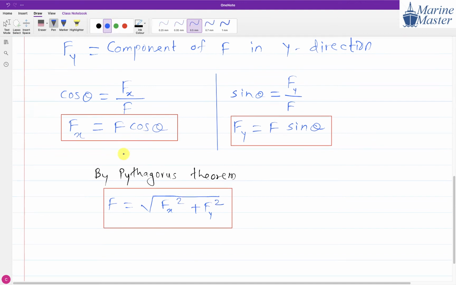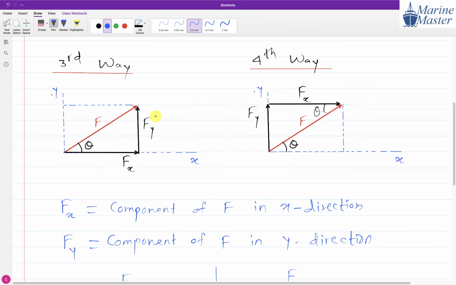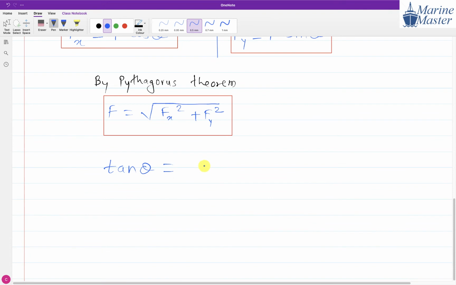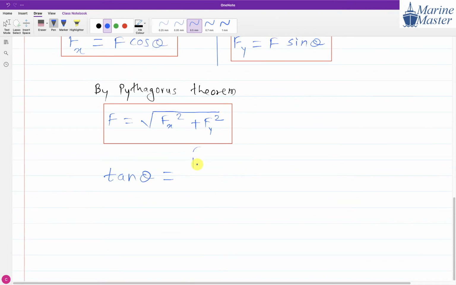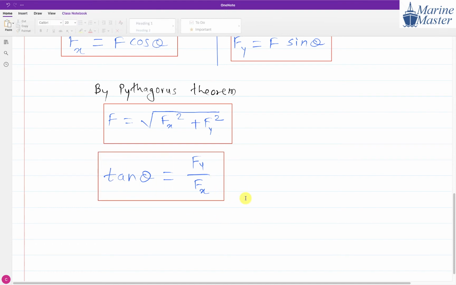And then what will be tan theta? What is the expression we have seen? Opposite by adjacent. Fy will become opposite, and Fx will become adjacent. So tan theta will become Fy by Fx. In this way we will get tan theta. Please write down this discussion before going further.